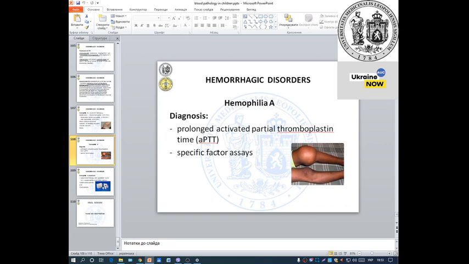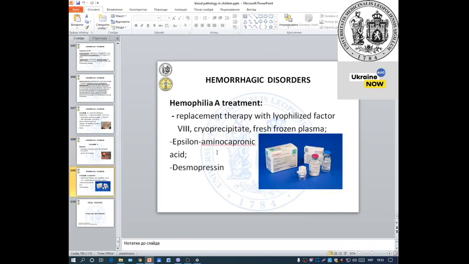For the diagnosis of hemophilia, important investigations are prolonged activated partial thromboplastin time and specific factor 8 assay. The main treatment approach for hemophilia A is replacement therapy with lyophilized factor 8, cryoprecipitate, frozen plasma, desmopressin, and epsilon aminocaproic acid.